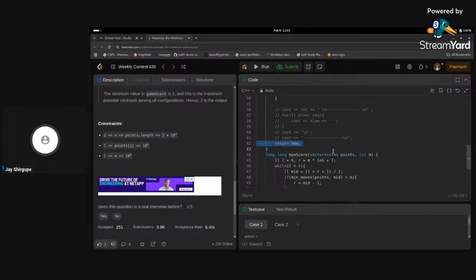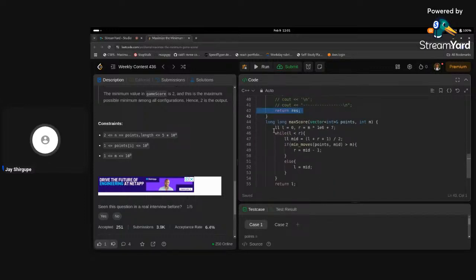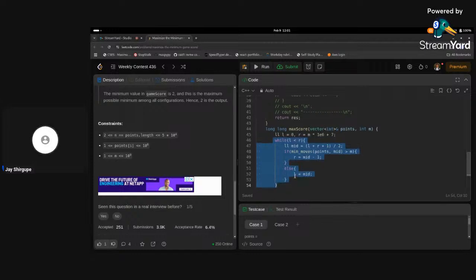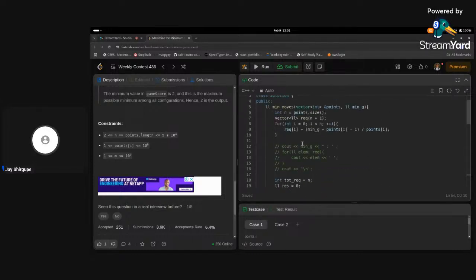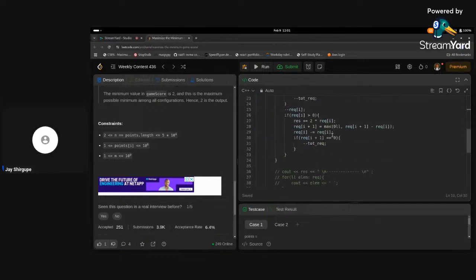So yeah, that was the fourth question, and the time complexity over here: this entire thing would run in big O of log of m times the maximum of points. So this loop would run in that, and this would run in big O of n time. So the total time complexity would be big O of n times log of m times points max.